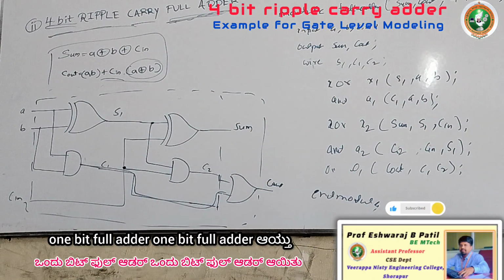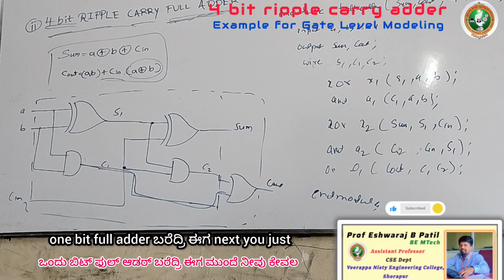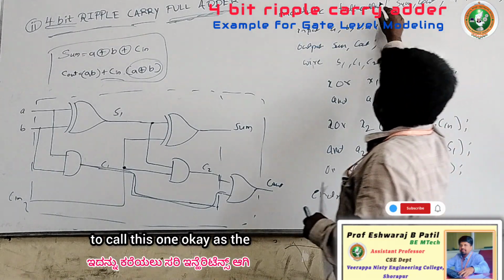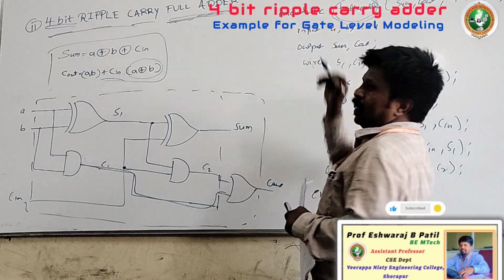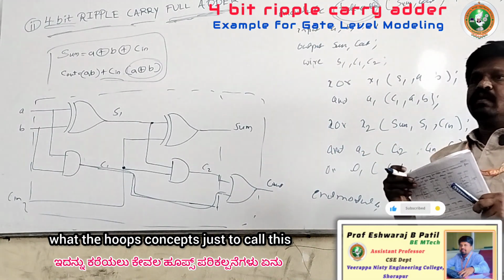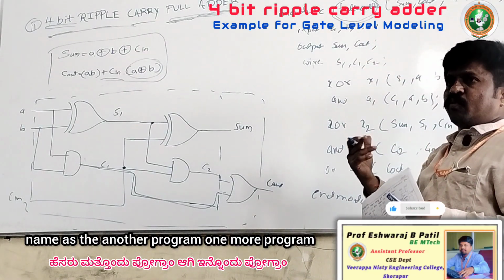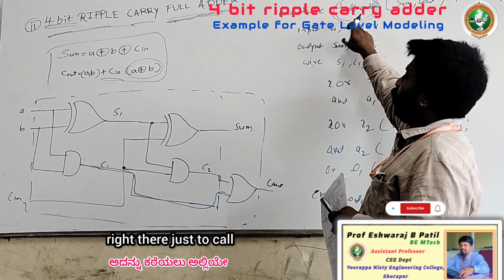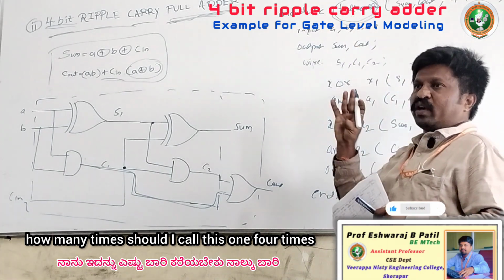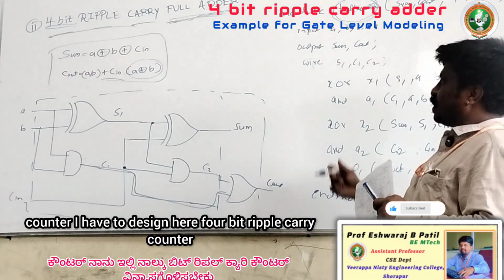The 1-bit full adder is done. In the exam they will ask for a 4-bit full adder. Now you just call this one as inheritance. Verilog HDL also supports OOPS concepts, so just call this as another program. How many times should I call this? 4 times, because I have to design a 4-bit ripple carry adder.